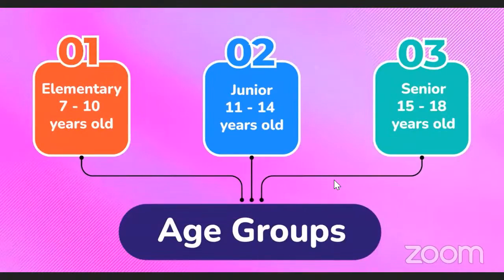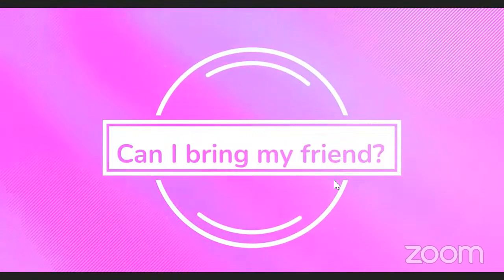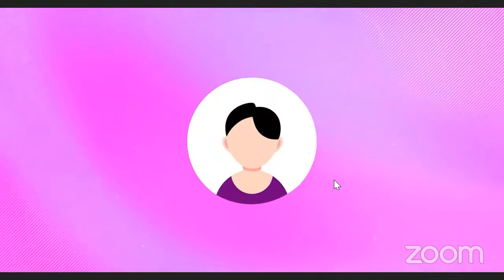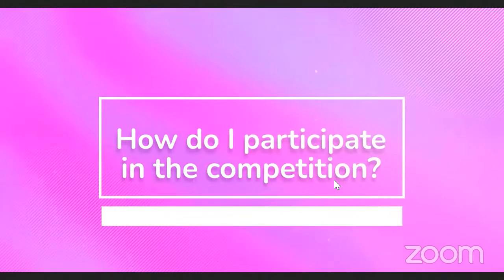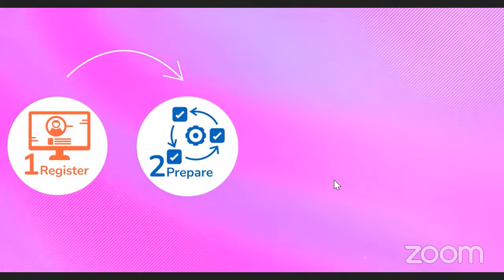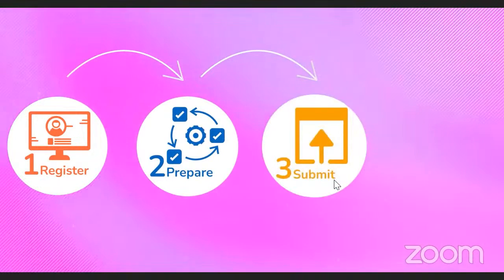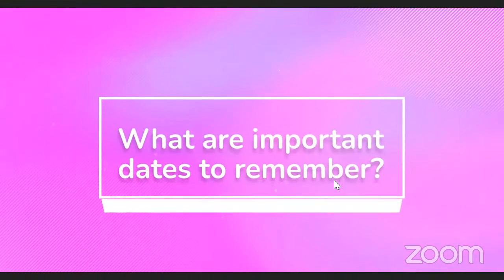Anyone above 7 years old and falling under 3 age groups can participate. Yes, you can either participate as a one-person army or in a team of 2 with your coding buddy. Follow these 3 easy steps to participate. Register by entering the team details on the contest portal. Prepare to enhance your coding and AI skills via self-learning material and AI bootcamps. Now that you have the skills required, it's time to show the world what you have got. Submit your project brief, project file, and the project video. Now all you have to do is sit back and wait for the results.